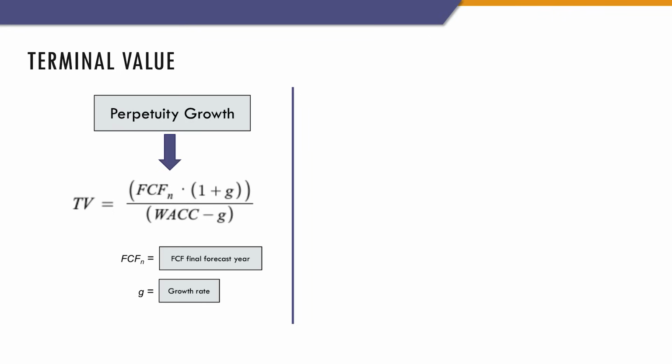And there are two main ways to calculate this, the perpetuity growth method and the exit multiple method, and I'll teach you both. So the first one is the perpetuity growth, and this one assumes that the cash flows will grow at a steady state forever, where in this case the free cash flow N is the final year of forecasting. So in this case, let's say that's year 5 for instance. The g is the growth rate.